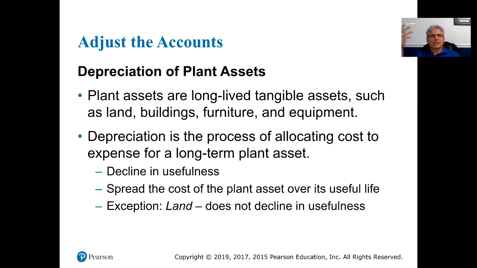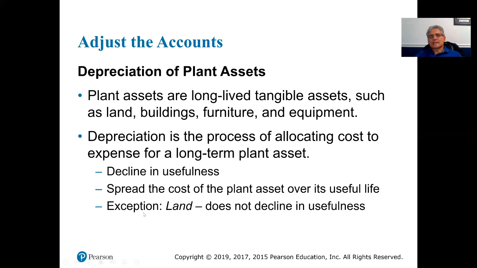As an example, if we even it out, every year we write off the same amount. We're going to write off $10,000 as an expense every year for 5 years. 10,000 times 5 years gives us 50,000. That was the original cost. So in the accounting records, we're going to record the declining usefulness of that asset. Over time, it becomes less and less useful. We're going to spread the cost of that plant asset over its useful life.